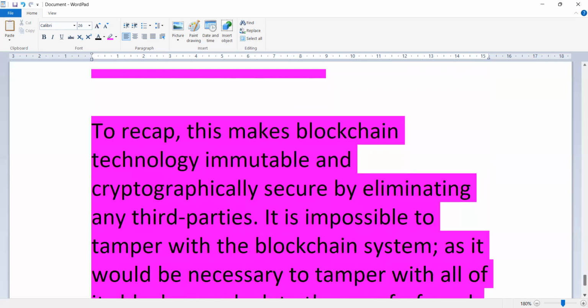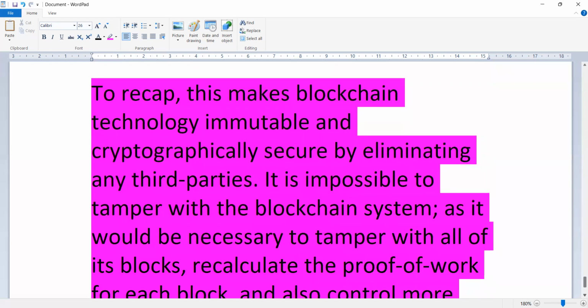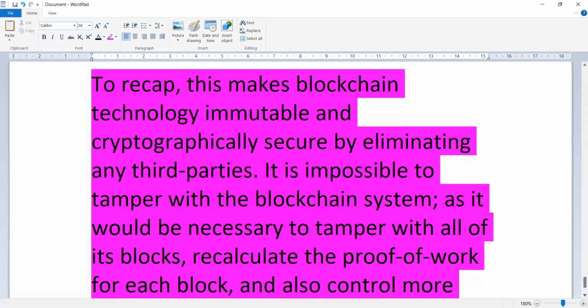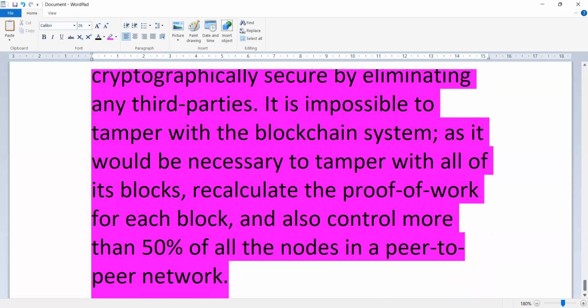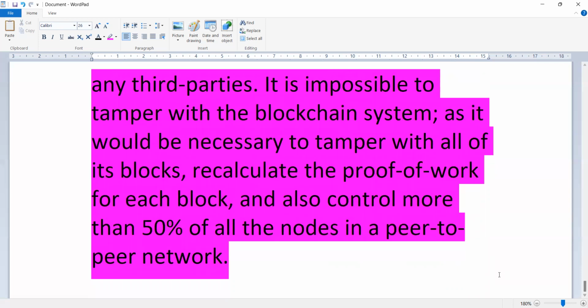To recap, this makes blockchain technology immutable and cryptographically secure by eliminating any third parties. It is impossible to tamper with the blockchain system as it would be necessary to tamper with all of its blocks, recalculate the proof of work for each block, and also control more than 50% of all the nodes in a peer-to-peer network.